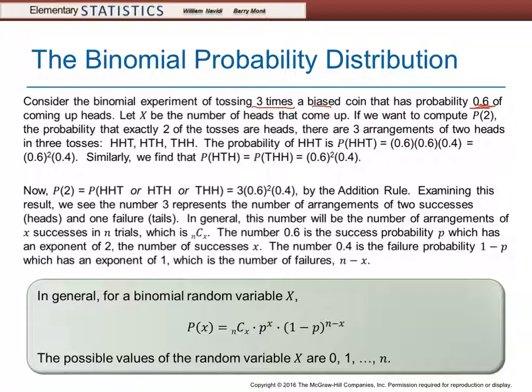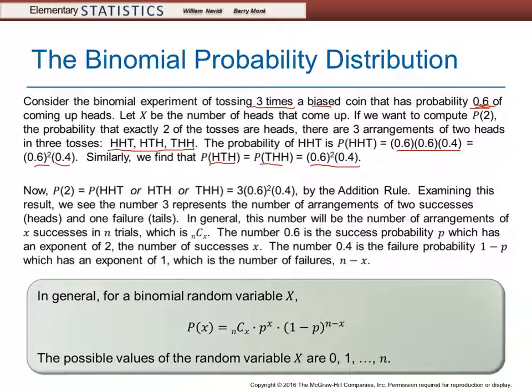It turns out there are 3 arrangements, or 3 ways, of getting 2 heads in 3 tosses. Here they are. And the probability of HHT is just 0.6 times 0.6 times 0.4, right? We just multiply the probabilities. So we can change that into an exponent form of 0.6 raised to the 2 power times 0.4. And indeed, we know that the other 2 arrangements have the same probability.